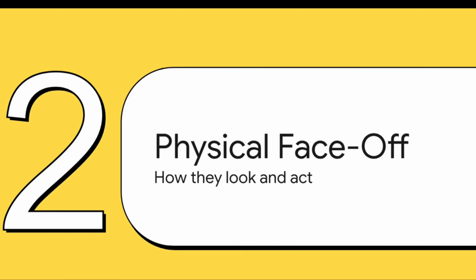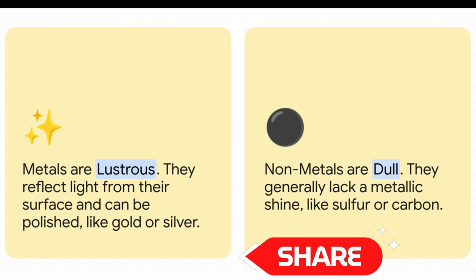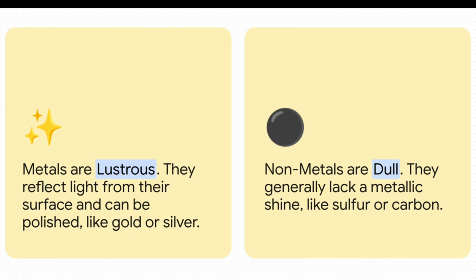Okay, so if these two families have their own territories, how can you spot one in the wild? Well, the easiest way is by their physical properties, how they look and how they act. And the differences are pretty dramatic. First up, shininess. Metals are lustrous. They've got that classic metallic gleam because they're great at reflecting light. Just think of polished gold or silver. Nonmetals, though? Totally different story. They're usually dull. I mean, a lump of charcoal or a pile of sulfur powder, there's just no shine there.